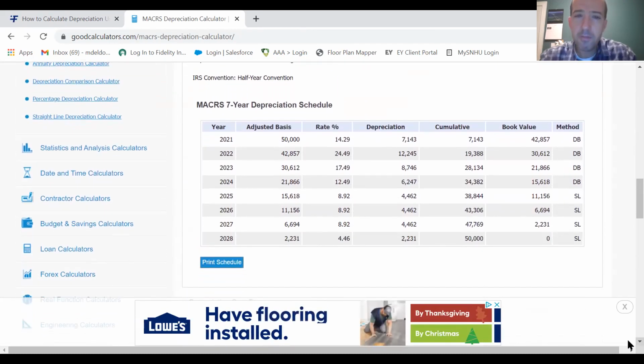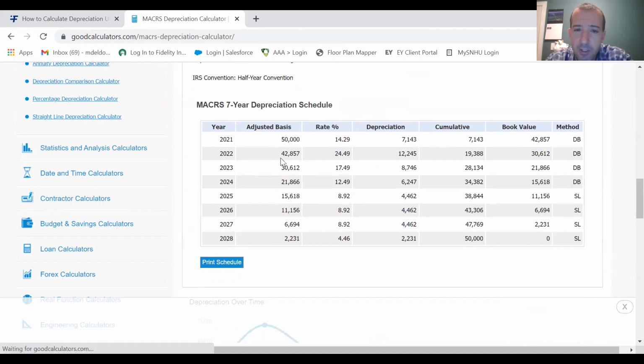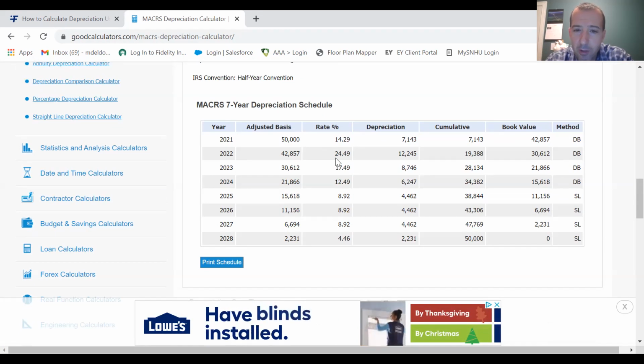So if we go down below, we see that in year one, the adjusted basis would be the $50,000. We would multiply it by the 14.29%. So the depreciation deduction in year 2021 would be $7,143, right? In year two, we're going to take our cost basis of $50,000 and subtract the $7,143, the previous depreciation, and we get an adjusted cost basis of $42,857. We simply multiply it by the rate in the table. So our depreciation for year two is $12,245. Our total depreciation for year one and year two is $19,388.